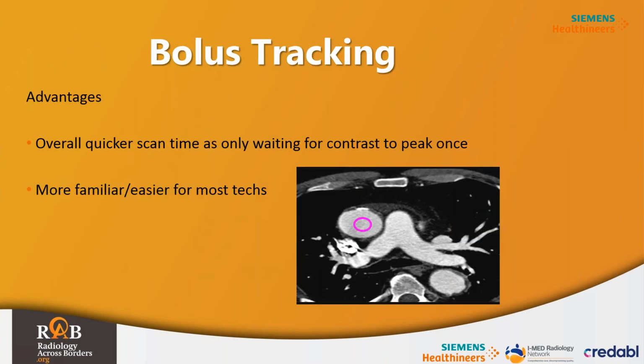So when we look at bolus tracking, we're going to do the pre-monitoring slice, then start monitoring with the injection, and once we reach the peak, it triggers and we scan. It's probably the most common way to monitor contrast and scan. It is also potentially quicker because we're only doing one injection and then one scan. It's also probably most techs' preference, or the most well-known.